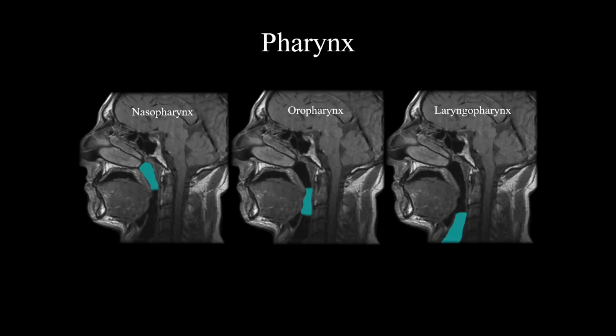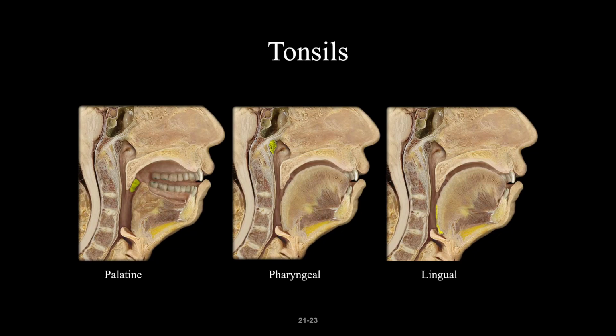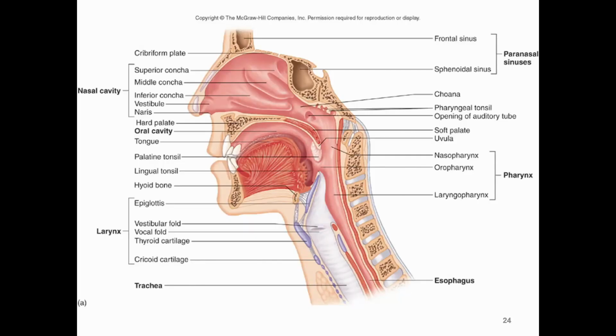Okay, this is an MRI view of our pharynx. Another cross section showing you the different septums and the different parts of our upper respiratory tract. Tonsils, we have discussed this back in our immunity. Okay, and a complete identification of parts for our upper respiratory tract.